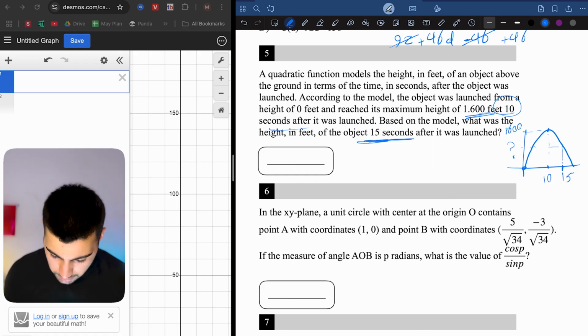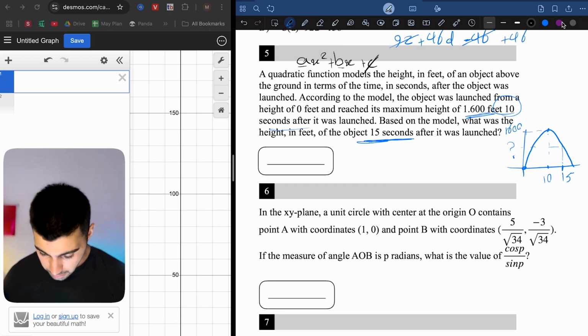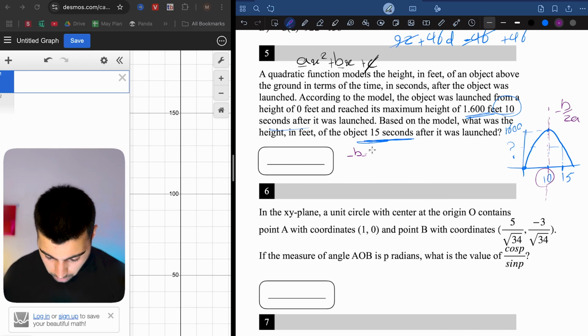Okay, so we want to complete this function ax squared plus bx plus c. Well, c is the y-intercept, that is 0 in this case. We're looking for a and b, so I have two variables, I need two equations. The first equation we can make is that this is the symmetrical line of this parabola, and that is negative b over 2a. I know that negative b over 2a is 10. So negative b over 2a is equal to 10. This is the first equation.